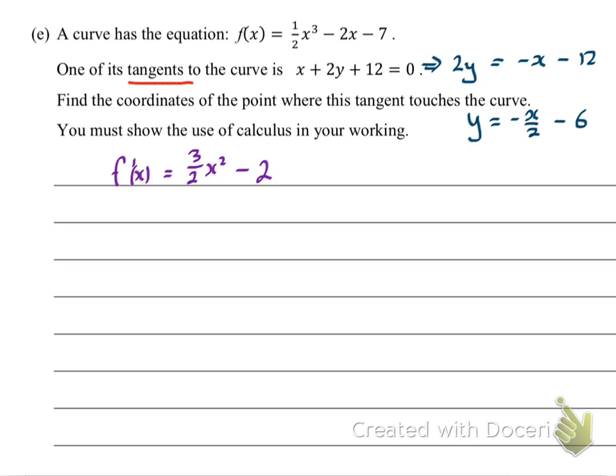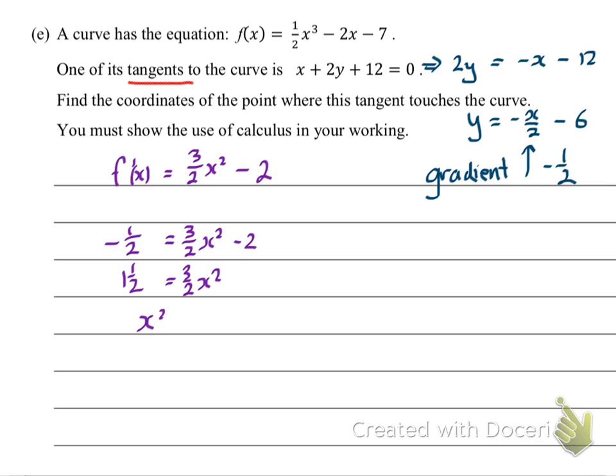What's the gradient of that? The gradient is negative a half. We have a gradient function, f dash x, so we put negative a half equals that gradient function. Change side, change sign. We find that x equals the square root of 1, which is plus or minus 1. So there are two answers.